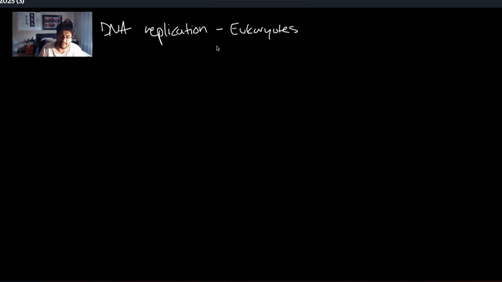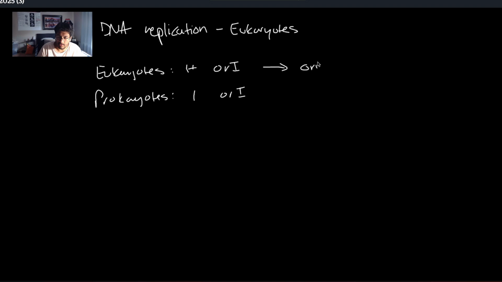I will say there's a distinction between eukaryotes and prokaryotes. Since the eukaryotic genome is far larger than the prokaryotic genome, one difference is that eukaryotes have more than one origin of replication, whereas prokaryotes usually just have one. An origin of replication is nothing but where replication begins.